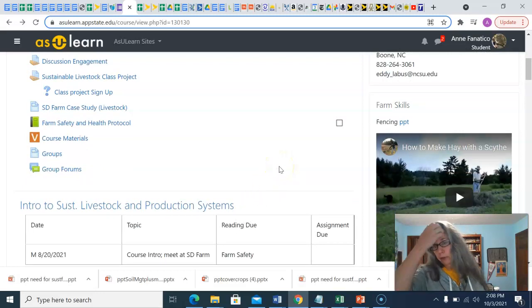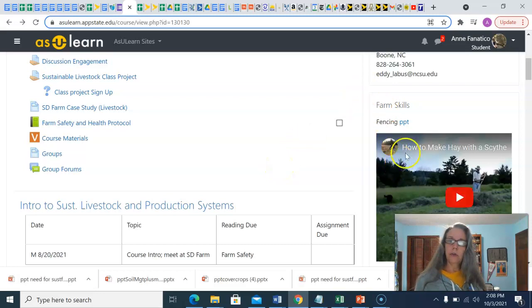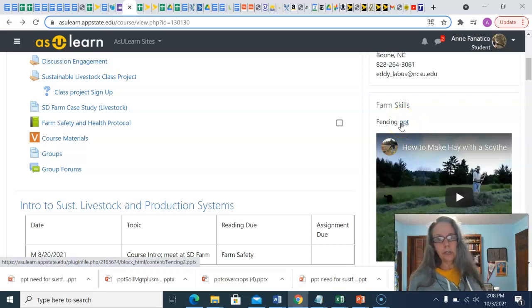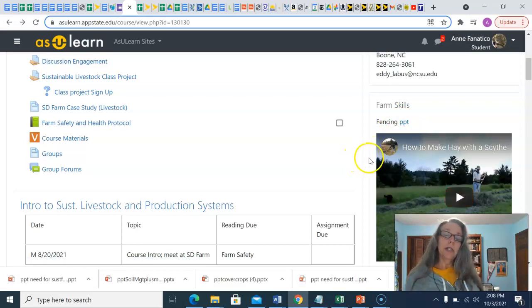You also do need to know some of the farm skills that we've been learning at the SD farm. Here's an example of a fencing PowerPoint. This has not yet been assigned. It's just been more learning while we're in the field. But you do need to know about fencing. When you're using electric fencing, for example, you need a ground so it passes through the animal that's standing on the ground. If you click on this PowerPoint, there's more information about how to hook a charger up to the fence wire and also to the ground rod.